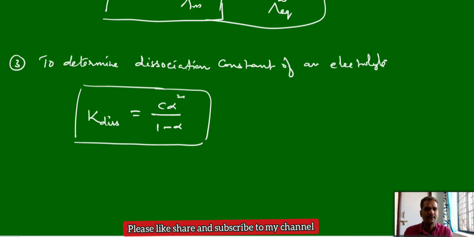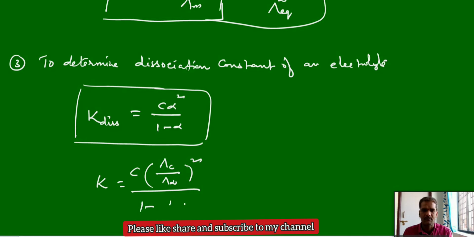Anyhow, we know the alpha value, the degree of dissociation. That value we can substitute here and we will get the dissociation constant. Let me take K here. Alpha means lambda at concentration C by lambda at infinite dilution, and it may be molar or equivalent. Let me take directly K equal to concentration C into lambda C by lambda infinity, square, by 1 minus lambda C by lambda infinity.